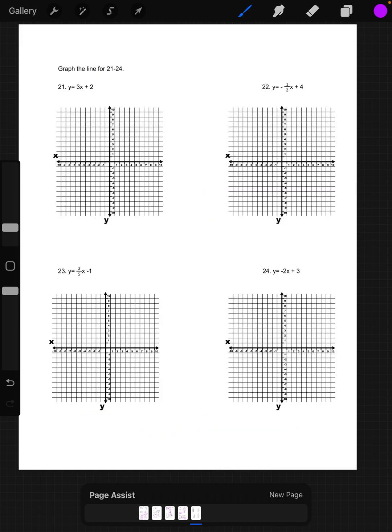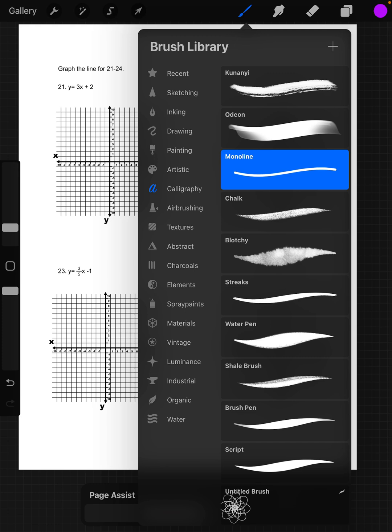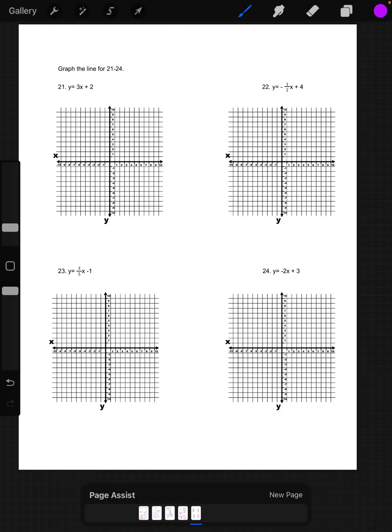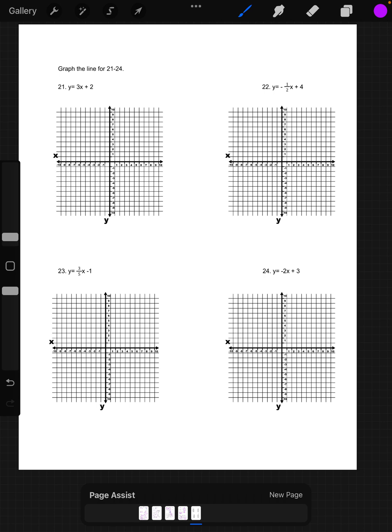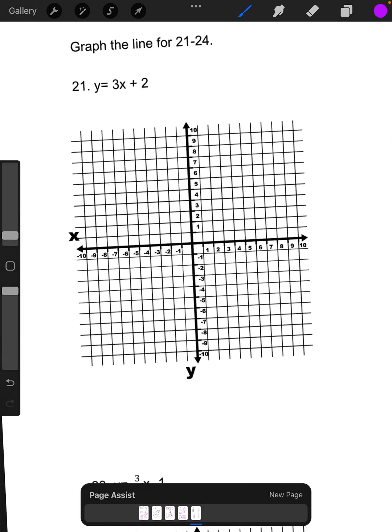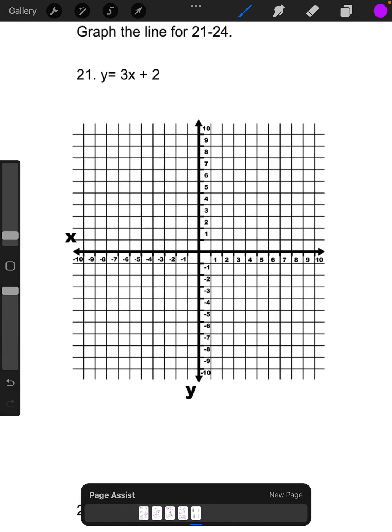And then 21 through 24 is just asking me to graph lines. I am going to make my pen just a little bit smaller so I can graph a little easier. Come on, drag. Okay. So zooming in, I have y equals 3x plus 2. So that is my slope and my y-intercept. And I know every slope is a rise over run, and that if there's no number in the run section, it's always 1. Because every whole number has an invisible 1 under it.